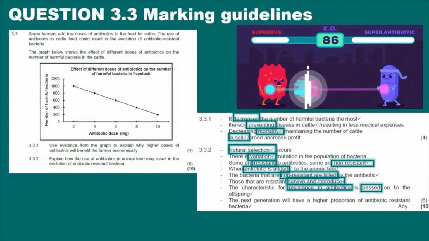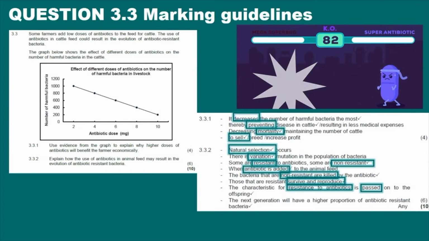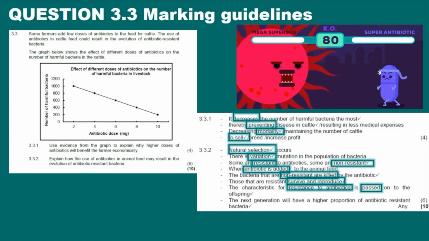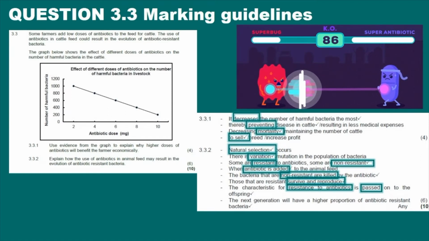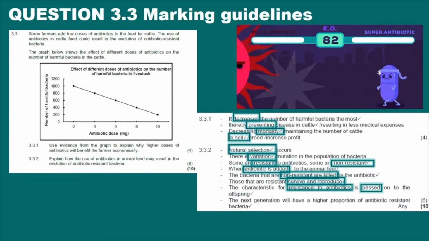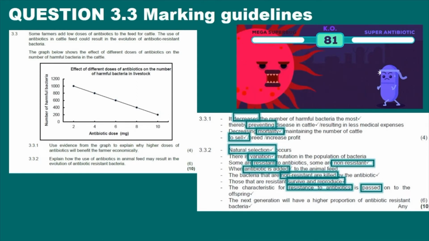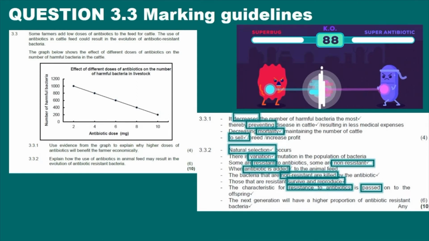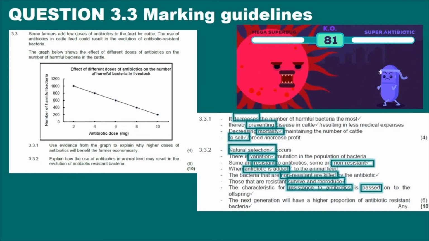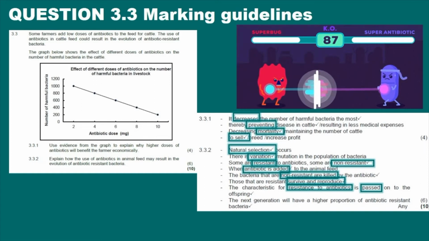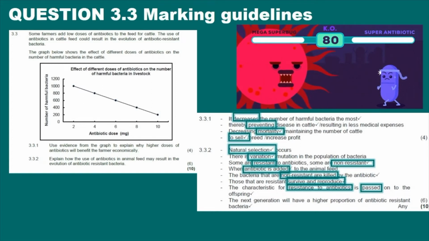So as I read through question 3.3.2, I actually thought to myself, why would farmers actually make use of antibiotics in feed? Because if I look at the graph, it makes sense to me why they would do it. They just increase the dosage to a certain amount, and if the cattle ingest it, it kills the harmful bacteria, and it is a way of preventing this bacteria from making your animal sick.